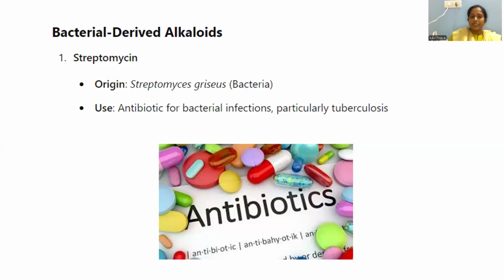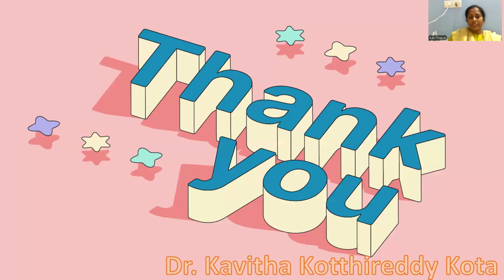Narrow spectrum means only a few diseases get cured by narrow spectrum antibiotics. And bacteria are again of two types, gram positive and gram negative. Both kinds of bacterial diseases get cured by streptomycin. That means it is a broad spectrum antibiotic. In particular, tuberculosis, a disease related to the lungs, gets cured by this streptomycin drug. This is the way we categorized the entire thing.